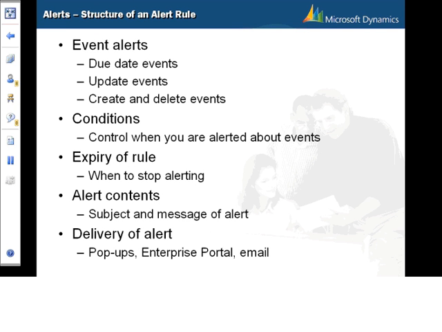So let's have a look at the structure of an alert rule. Microsoft Dynamics AX provides for creating several different types of alert rules. It provides options for the duration of the alert rules and also provides options for the delivery of the alert. So, event alerts. The event could be a date that is reached or a specific change that occurs.